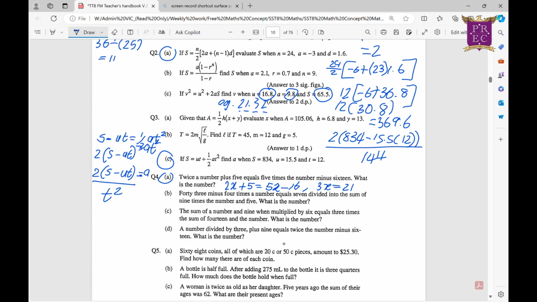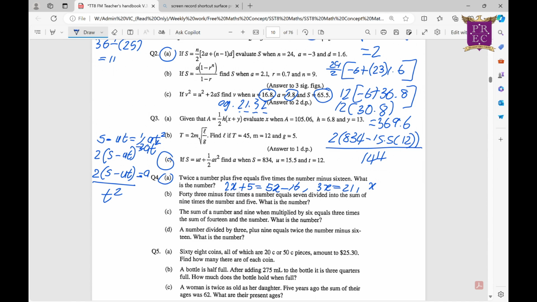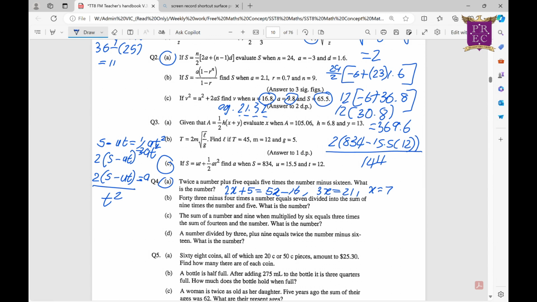Alright, so now that we have 3x is equal to 21, what is x? What we need to do is divide both sides by 3 to get x on one side. And 21 divided by 3 gives us 7. So x is equal to 7. And that's our answer. Okay?